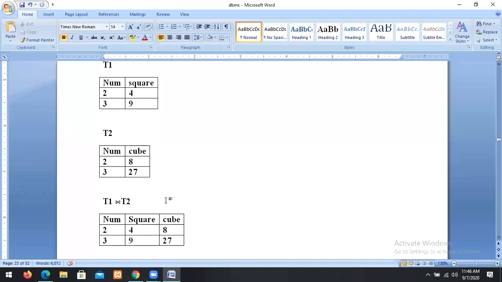There are three types of inner joins. One is called theta join, another is called equijoin, and the third one is called natural join. Very important question: what are joins?